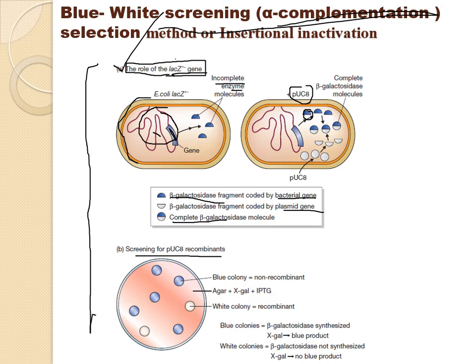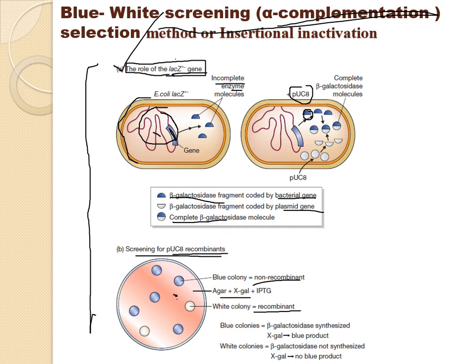So now we have to screen which of them are formed and which are not formed. Some of them remain blue, some of them become white. After we have formed all of this, we put it in pUC8 and screen for recombinants, which are recombinants and which are not. As you can see, the blue ones are the non-recombinant ones and the white ones are the recombinant ones. Also this medium is agar plus X-gal.